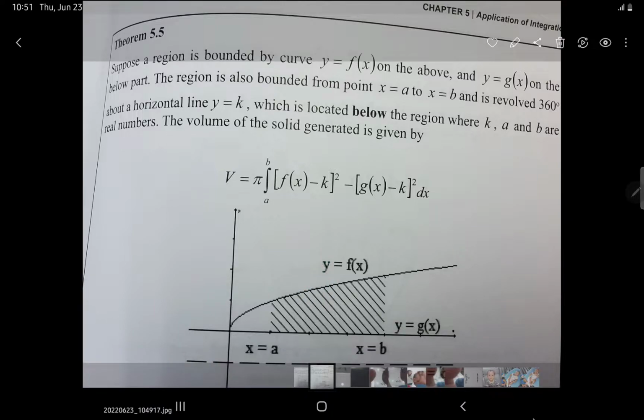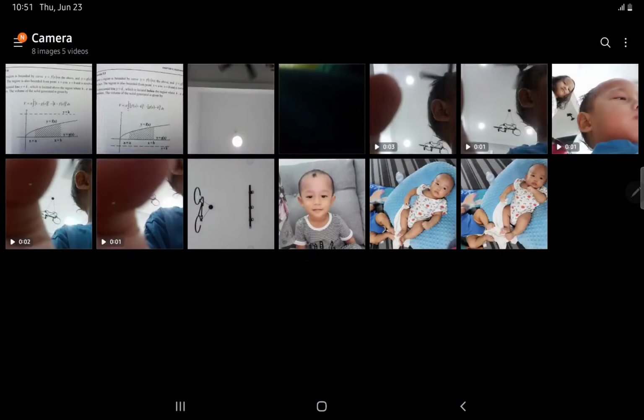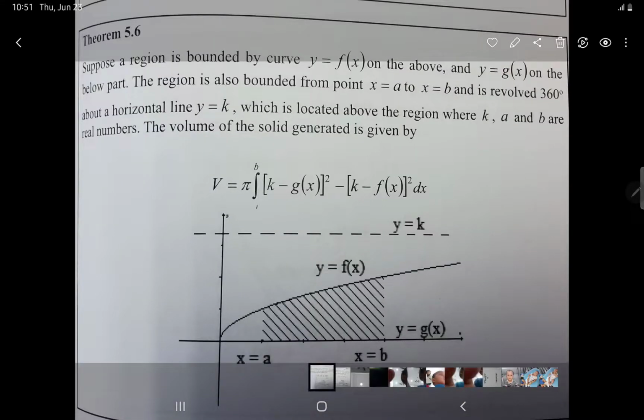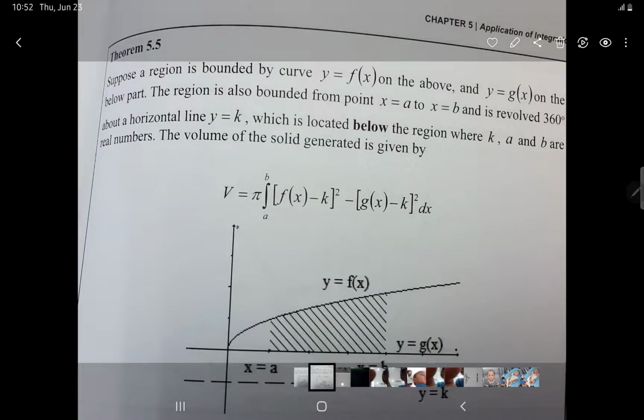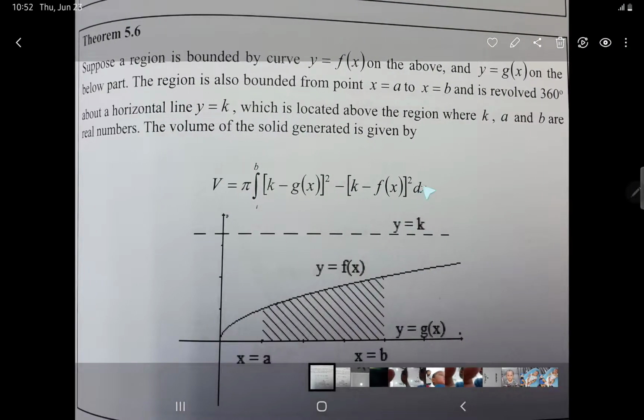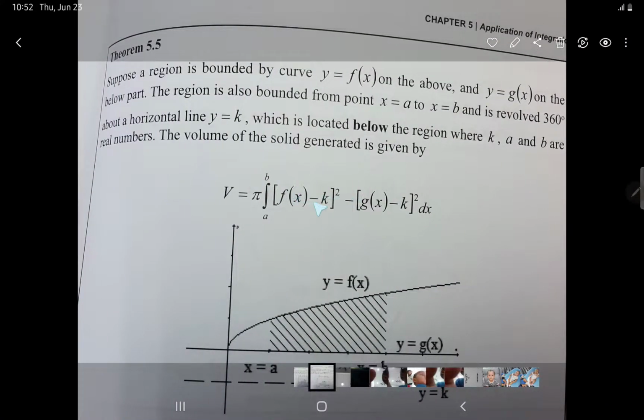So ini adalah theorem 5.5 yang dalam buku, and then yang ni 5.6. Tadi yang saya kata persamaan 5.5 dengan 5.6 adalah dia integrate by dx. Yang ni pun integrate by dx, ni 5.6. Tapi beza dia adalah function yang dalam ni. Untuk 5.5, f minus k square minus g minus k square.